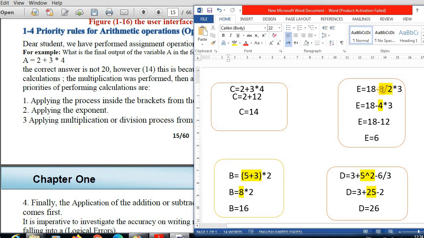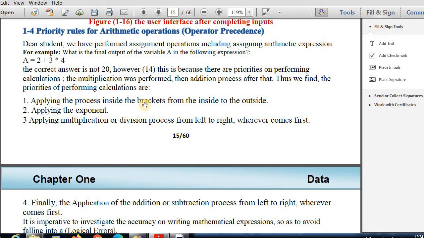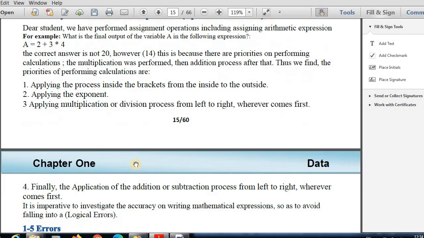In this one, we start with the divide or multiplication, whichever comes first on the left, so we start with the division here to get the result 4, then the multiplication to get the result 12 as this one, then addition or subtraction. So these are the priorities to answer any equation: the brackets, then power, then multiplication or division, whichever comes first. Hopefully you understood them well.